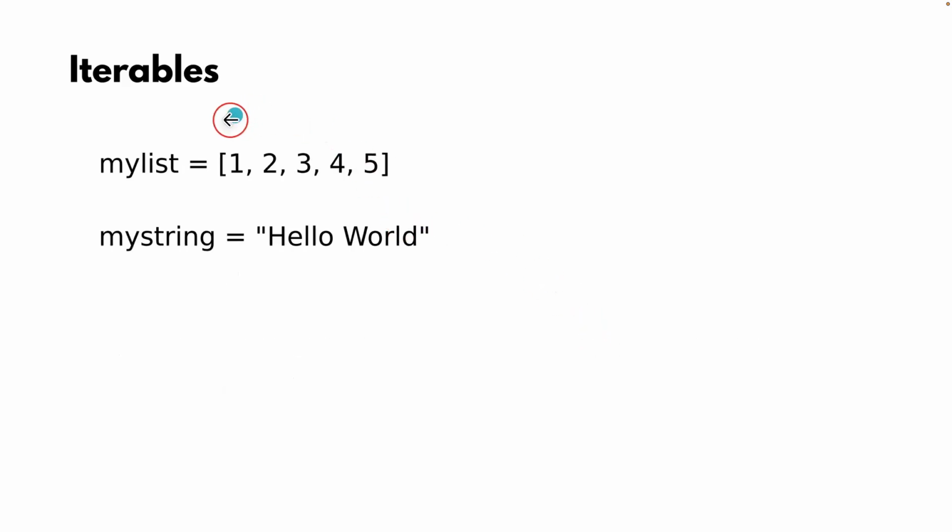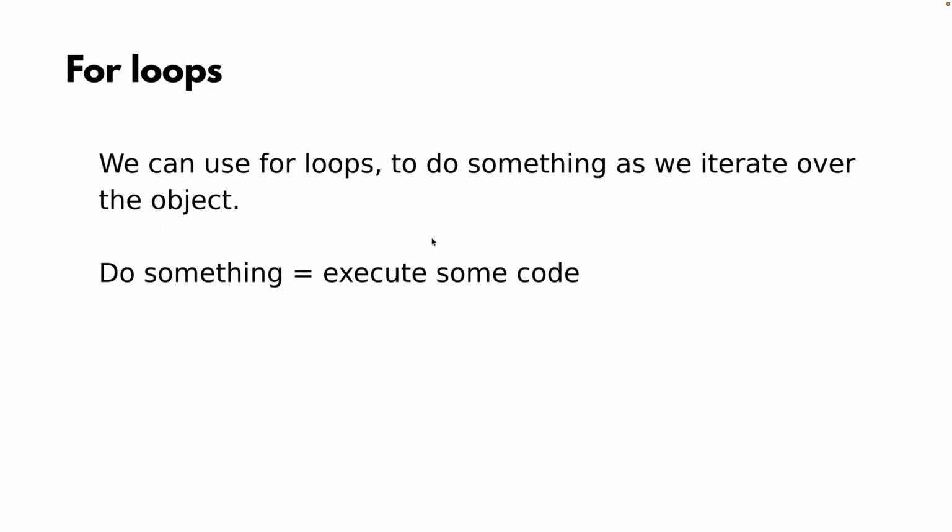Here we have some examples with a list of numbers. The list is an iterable. That means that we can go through each of the numbers in this list. And if I have a string instead, it means that I can go through each of the characters in this string. And as I go through it, I can do something with Python. And to do something, we can use for loops. So we can use for loops to do something as we iterate over the object, and by do something I mean, of course, execute some code.